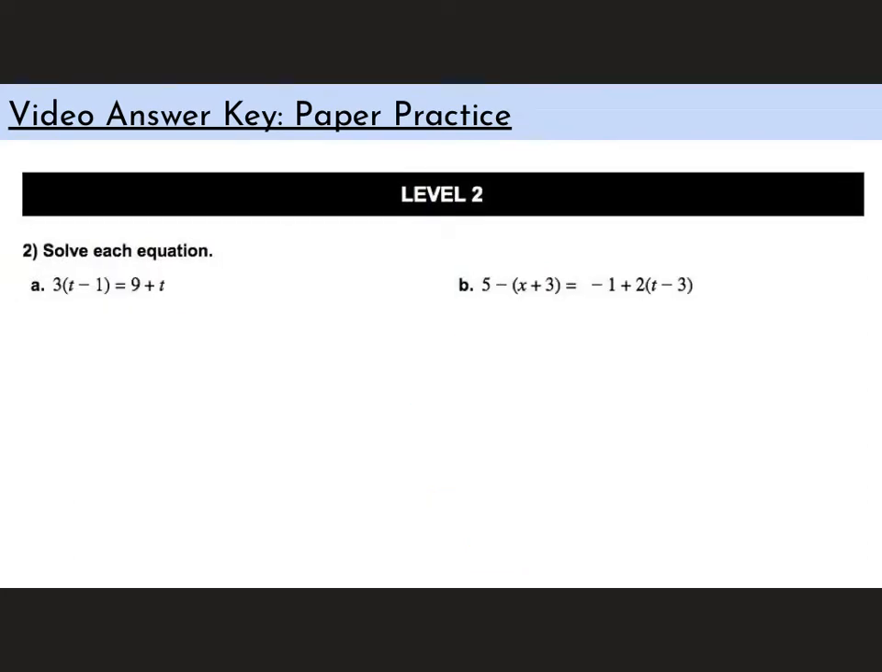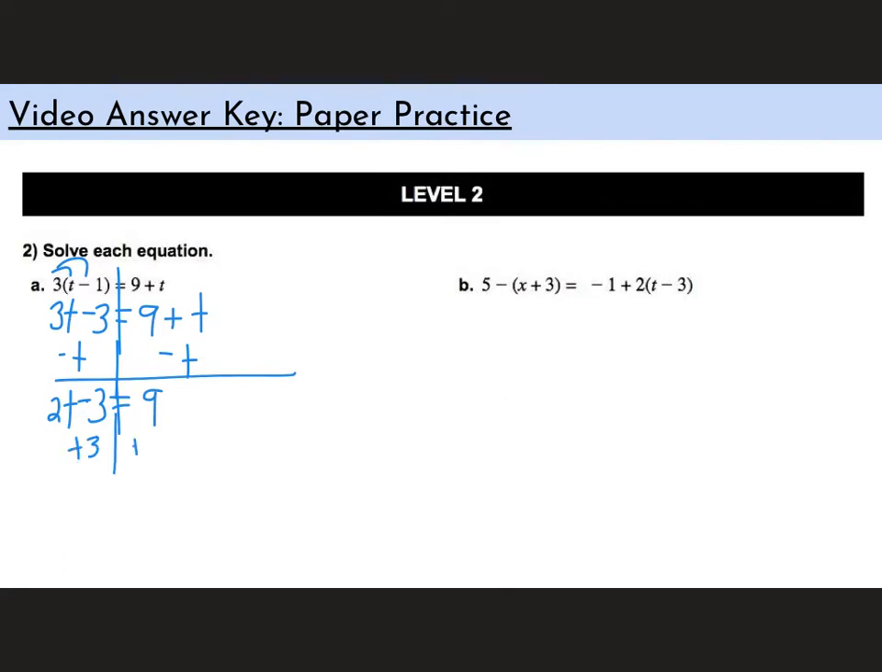Level 2, we've got some parentheses now, so we'll start by distributing. We'll have 3t minus 3 equals 9 plus t. So first thing I'm going to do is move my smaller t, so we'll subtract t from both sides, leaving us with 2t minus 3 equals 9. Now to get t by itself, we'll add 3 to both sides, leaving us with 2t equals 12. Divide by 2, divide by 2, t equals 6.